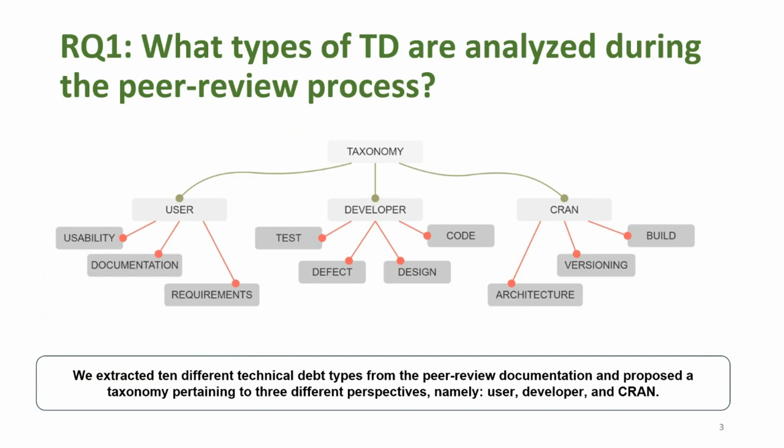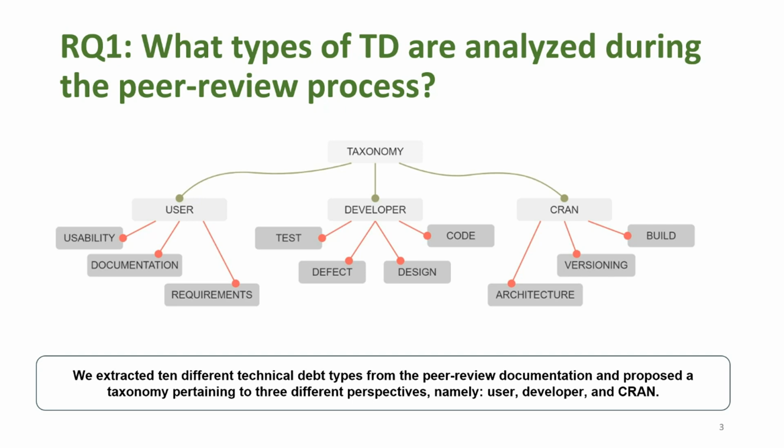The goal of the first research question is to determine the different types of technical debt as reported by different user roles. By different user roles, we mean authors, reviewers, and editors. We came up with three perspectives, the user, developer, and CRAN, to group the 10 types of technical debt based on who is the most affected by each type of debt.